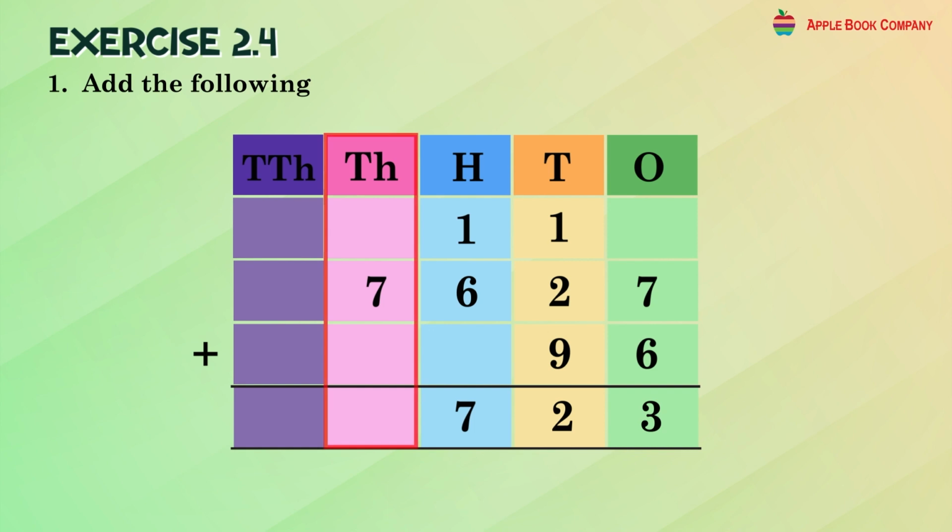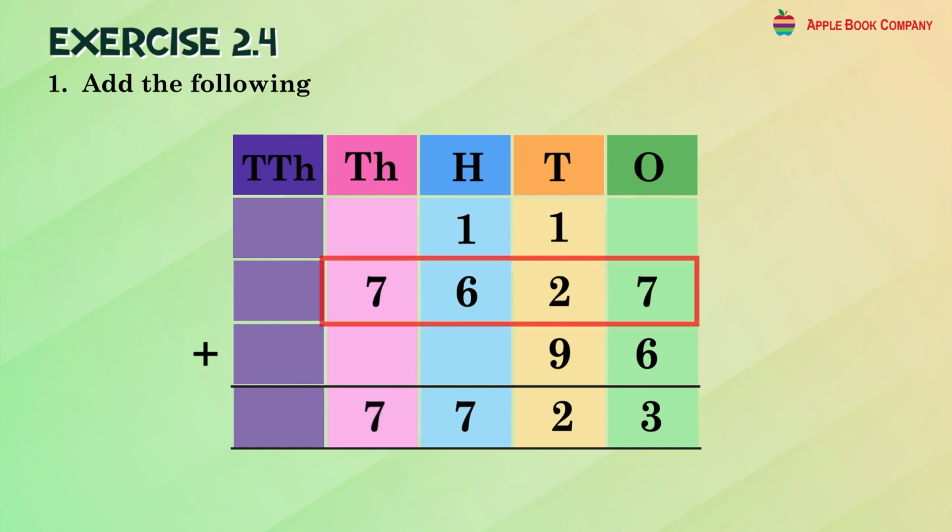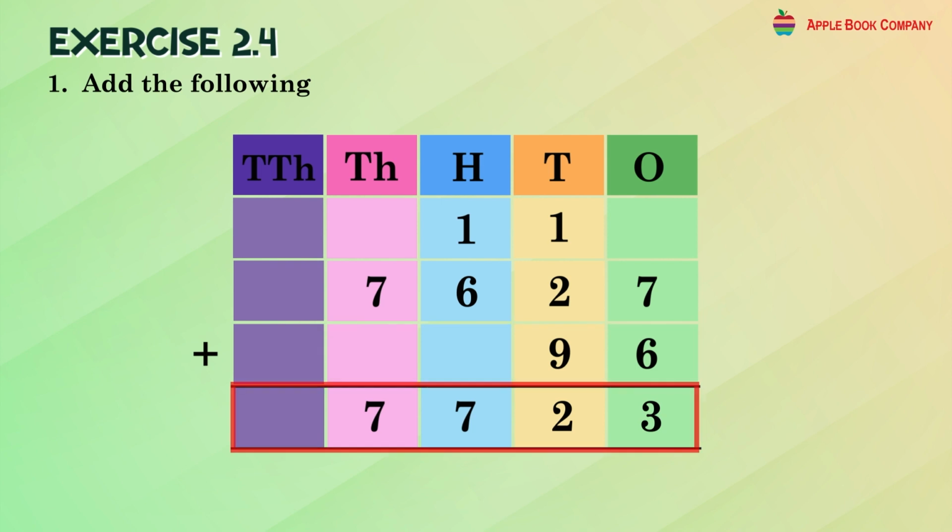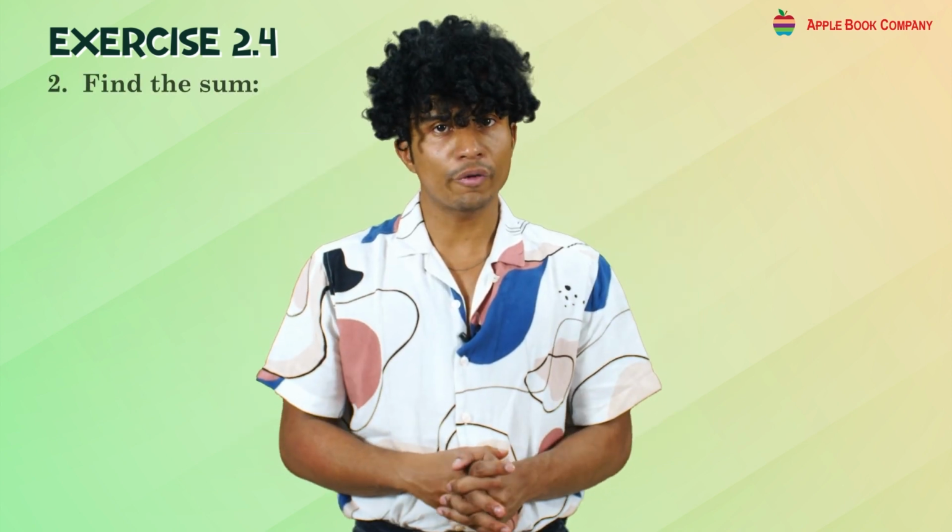And in thousands, we just have a single 7. So we write it as it is. The total of this number, which is 7627 plus 96, gives us 7723. Find the sum of the following.